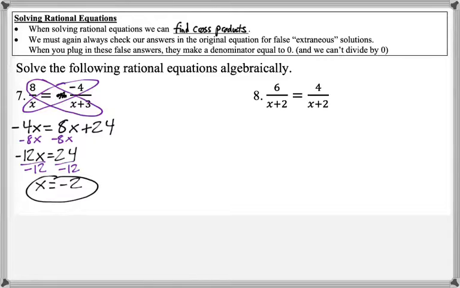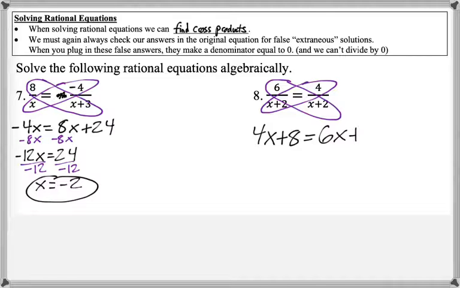I'm solving the rational equation on number 8, and my first step is to find the cross products. So I want to cross multiply, and this will be 4x plus 8 is equal to 6x plus 12.